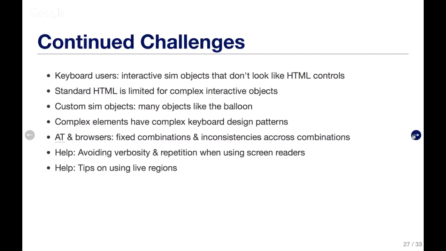The standard HTML is limited for complex interactive objects. So for example, the balloon, there are no form elements in HTML that move freely in four directions. So we had to use ARIA to create that experience. But custom sim objects are difficult to make clear to users. So custom sim objects like the balloon need explicit instructions on how to use them. Although there are some intuitive ways to make them accessible, like we can use the arrow keys to move the balloon, some screen readers don't allow access to the arrow keys, which is why we provided the alternative WASD keys. So when you grab the yellow balloon, it launches a custom application role, and that balloon becomes a movable object.